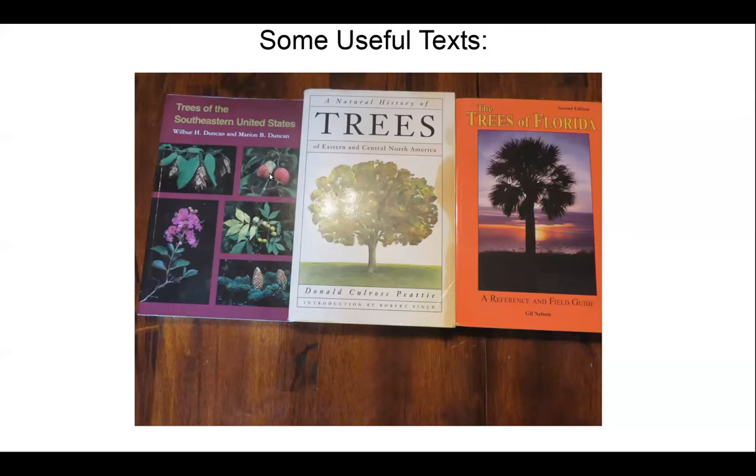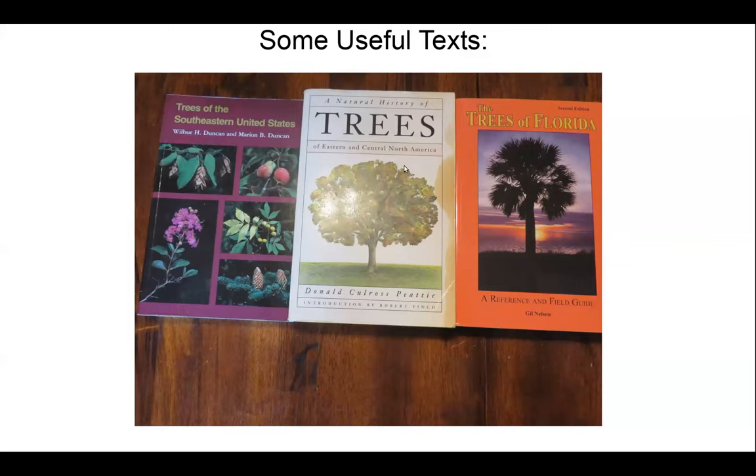So Trees of Southeastern United States. This book has all the elms that we're going to cover tonight that are native to our region, the three, and also all the elms in North America, north of Mexico, which is six total, and well done, high quality in terms of factual content on the photos and the descriptions. The descriptions are a little bit light, but they're good.